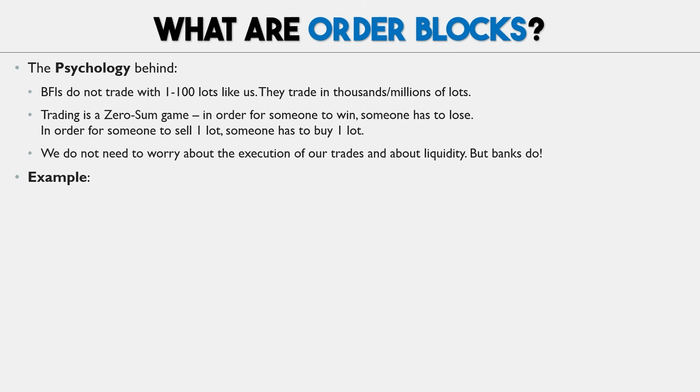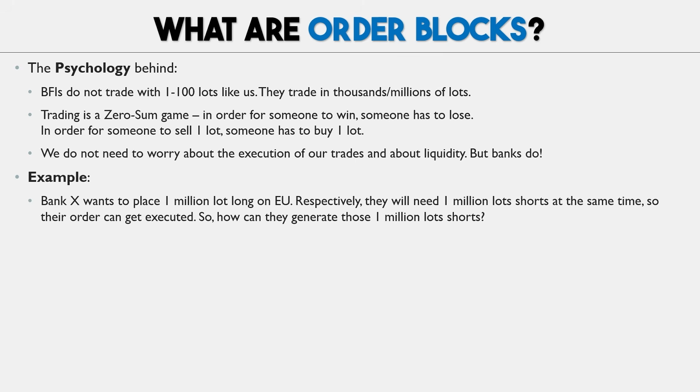So I want to give you an example just to make you imagine what is actually happening. Bank X wants to place 1 million lots long on USD. So what do they need? Respectively, they need 1 million lots short at the same time, so their order can actually get executed. So how can they actually generate those 1 million lots short?